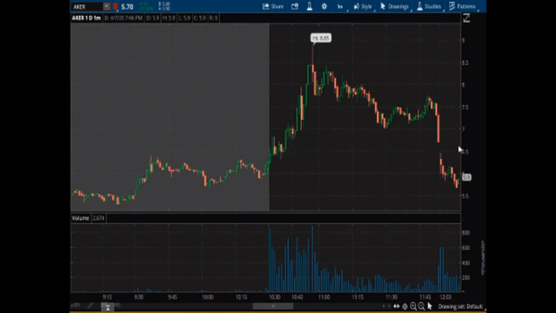Maybe I'm going to enter on strength. Maybe I'm going to enter around this area, or in this case scenario, maybe I'm going to enter risking the bottom of this type of platform, or the bottom that has been made here. It's really up to you, whatever you want to do.